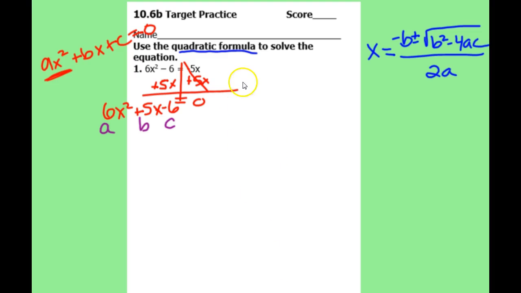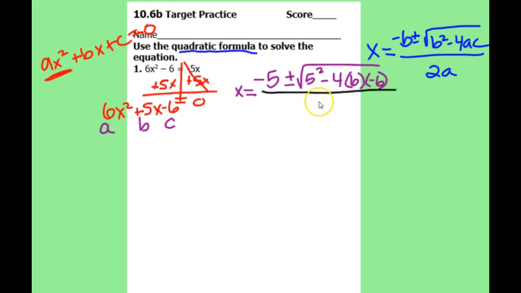So let's plug in what we know into our quadratic formula. We have x equals a negative b, and b is 5, plus or minus the square root of b squared, or 5 squared, minus 4 times a times c. A is 6, and c is a negative 6, all over 2 times a, and a is 6.